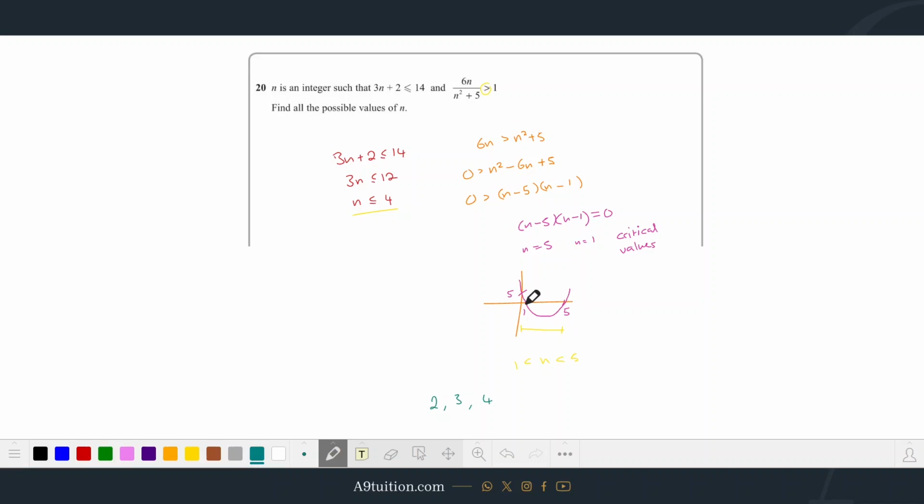That corresponds to the range of values between 1 and 5. So we found also this limitation that n has to be between 1 and 5. If you gather between those two criteria, there are only 3 integers that meet those criteria, and they are 2, 3, and 4. And with that, the question is complete.